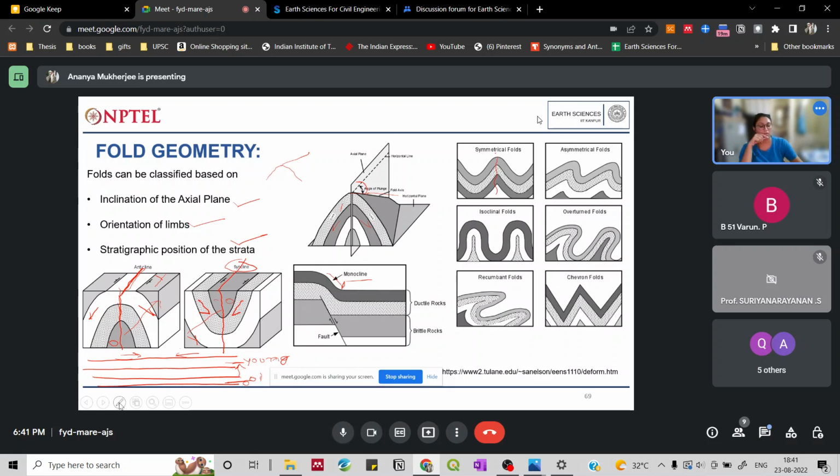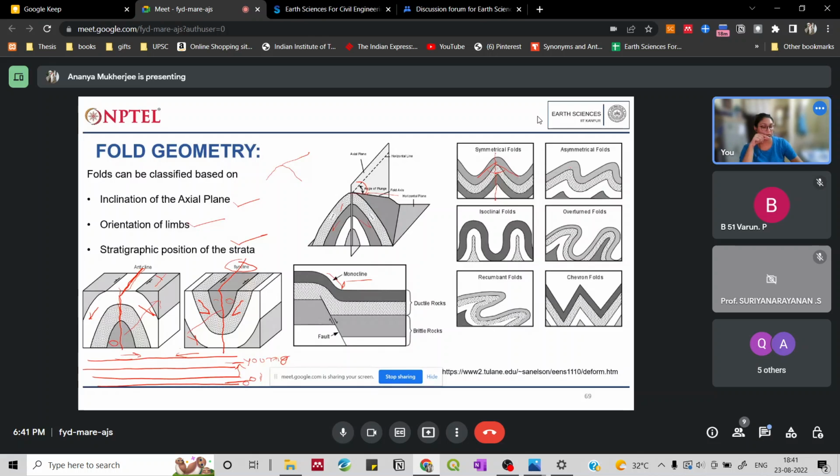Okay. So over here, you have the axis here. The angles that the limbs are making are equal. This angle and this angle are equal, so it's a symmetrical fold. And the axial plane is vertical. And in stratigraphic position, this is going to be an anticline, then this is going to be a syncline.